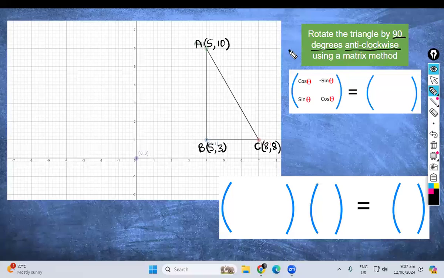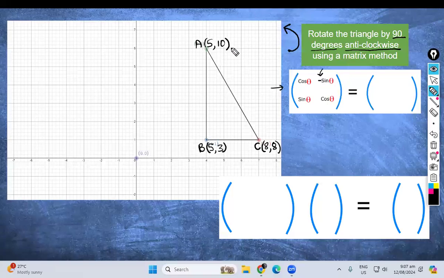Let's say in the exam, they had asked you to rotate this triangle by 90 degrees anti-clockwise. In case you can't remember, anti-clockwise is this way, right? The opposite direction of a clock moves. If you look back in your notes, you will see to do an anti-clockwise rotation using the matrix method, you would have to memorize this matrix. Now, for the anti-clockwise, look where the minus sign is. The minus sign is by the top sine theta.